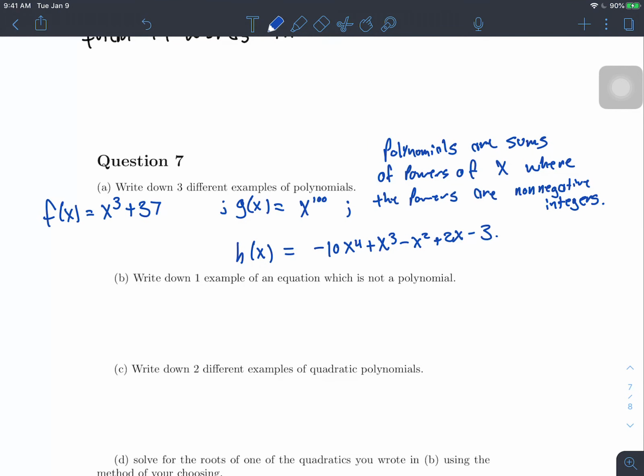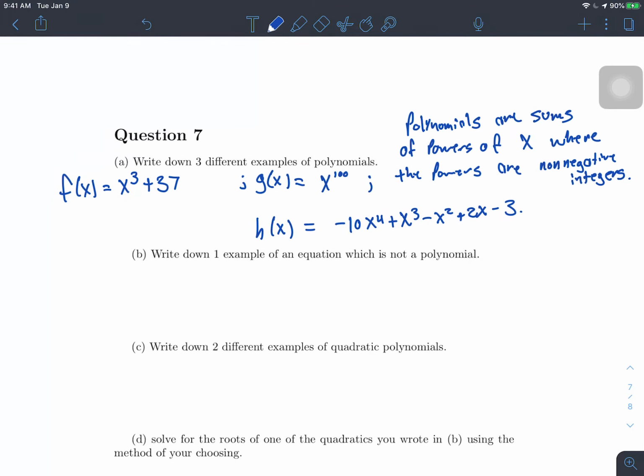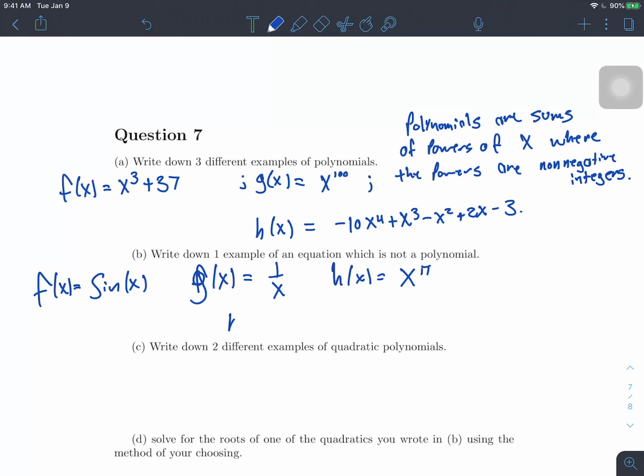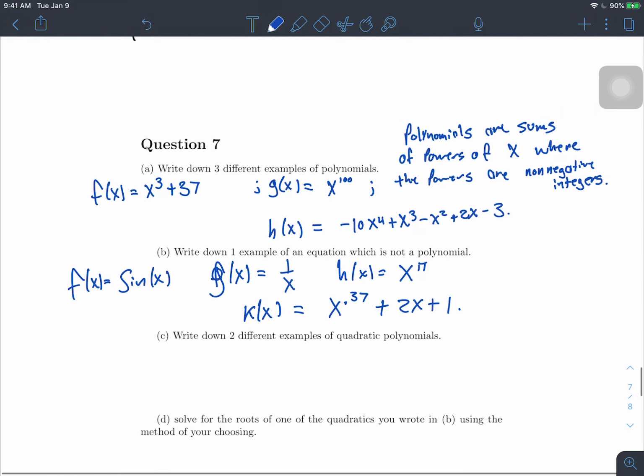Now we're asked to write down one example of an equation which is not a polynomial. I'll give you a couple examples. How about f of x equals sine of x? That could be not a polynomial. Or f of x equals 1 over x. We'll do g. Or h of x equals x to the power pi. Or k of x equals x to the 0.37 plus 2x plus 1. This is not a polynomial.